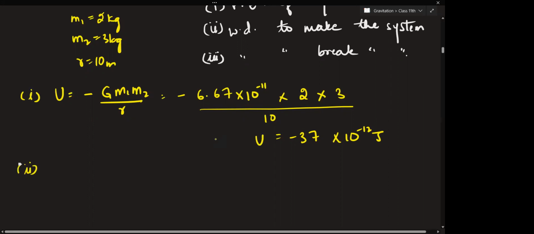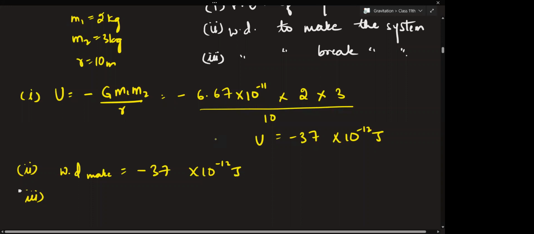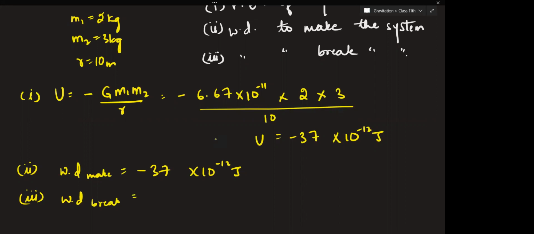Second part, work done to make the system. Work done to make the system is exactly equal to the potential energy, minus 37 into 10 to the power minus 12 joule. But the third part says work done to break the system. When you have to break the system, you have to write the negative of the potential energy. So that will be plus 37 into 10 to the power minus 12 joules.